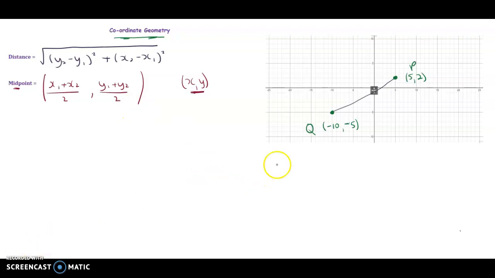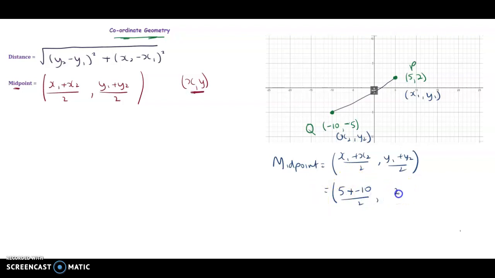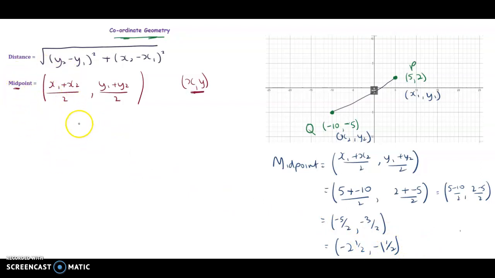So let me do it now. The midpoint here, following the formula. If again I call this x1, y1, and this one x2, y2, it will be (5 plus minus 10) on 2, (2 plus minus 5) on 2, which simply is (5 minus 10) on 2, and (2 minus 5) on 2, which is minus 5 on 2, minus 3 on 2. I could leave it like this, or I could write minus 2.5, minus 1.5. So that, everyone, is my second example, which shows us the midpoint. Now let's move on to another formula.